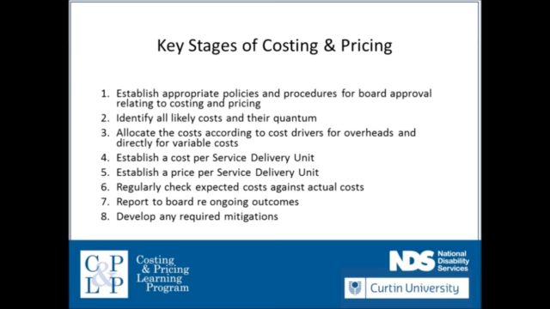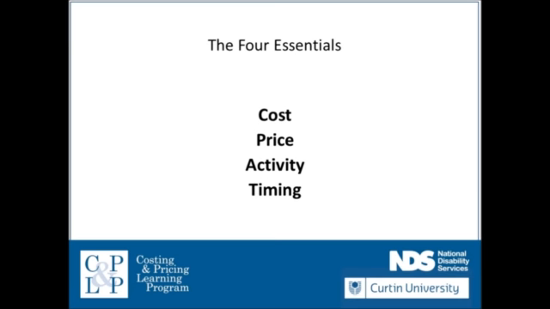Remembering under the NDIS, your organisation only earns revenue if it actually undertakes service delivery. So in that sense, the 4 essentials from a director's perspective for costing and pricing, and more broadly for an NDIS type funding of services, is cost, price, activity and timing. You need to ensure you understand the cost, the gap between the cost and the price you're achieving, the level of activity required and the timing of that activity.